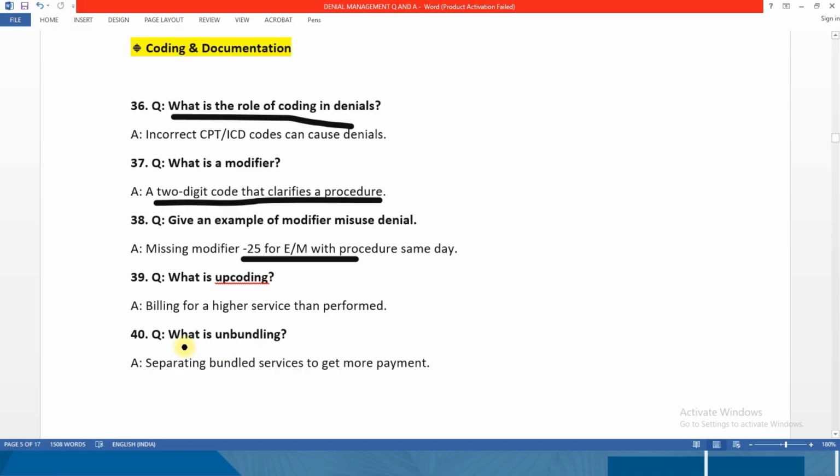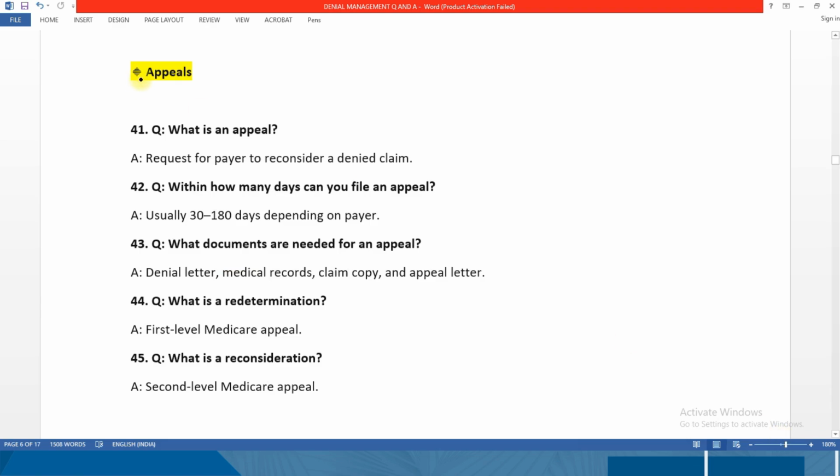So what is unbundling? Separating bundled services to get more payment. For example, if the physician performs a hysterectomy plus tubes removal, you can't code two codes, one code for hysterectomy and one code for tubes removal. You need to code a single code for hysterectomy with tubes removal. So that is unbundling. Next we will see a few Q&A related to appeals.